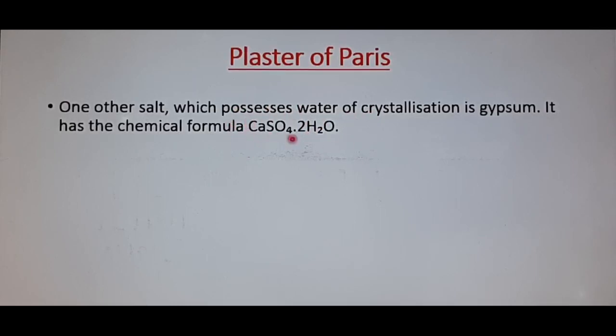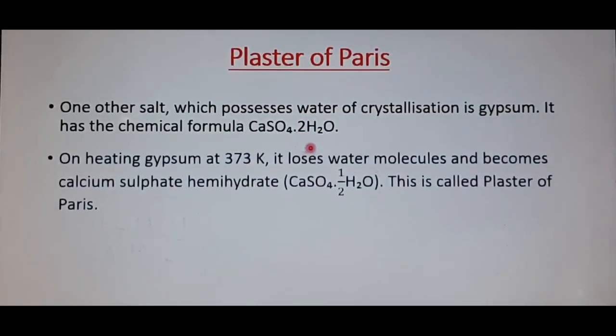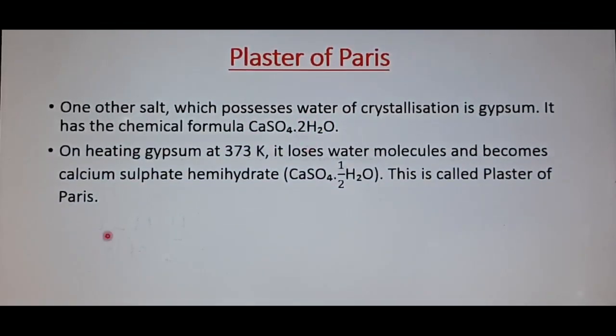Which means one formula unit of calcium sulfate should have only 2 molecules of water. It should not be more or less than 2. So when this gypsum is heated at 373 Kelvin, it loses water molecules and becomes calcium sulfate hemihydrate. See, hemi means half, and this is known as plaster of Paris.